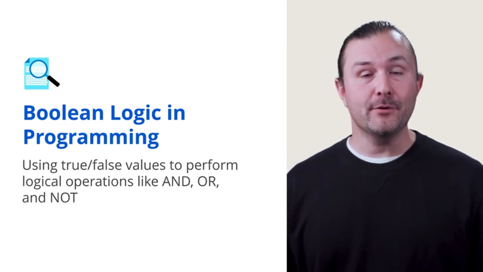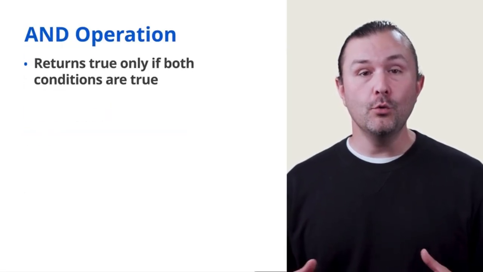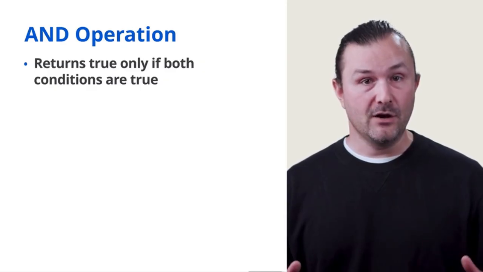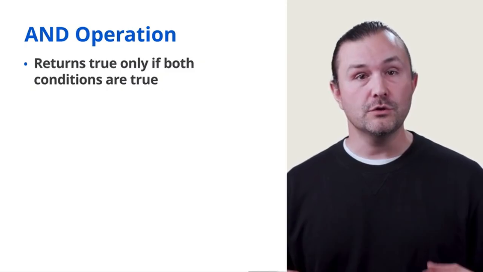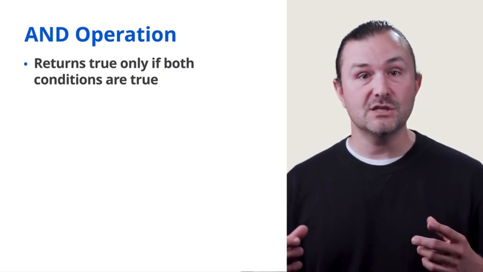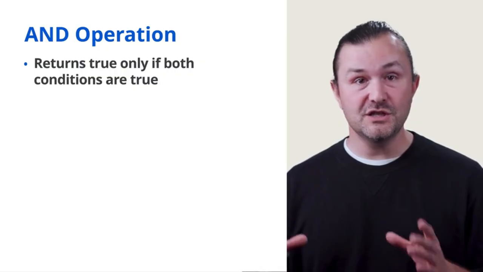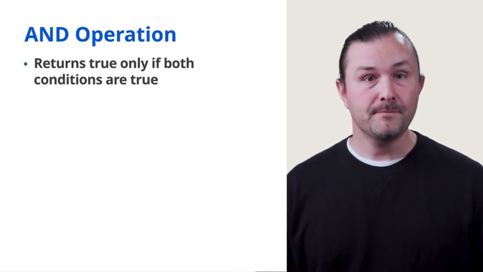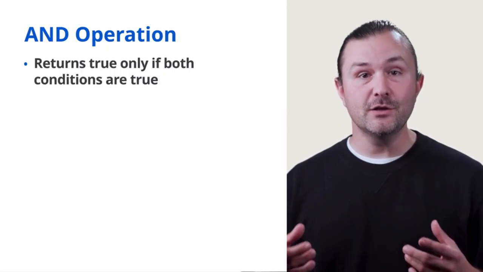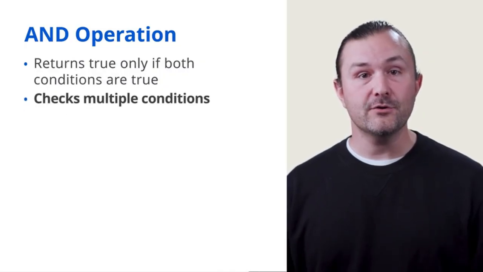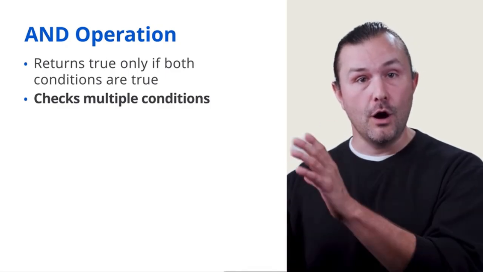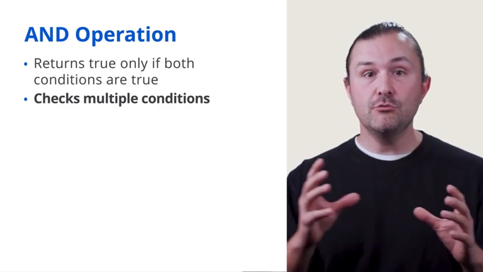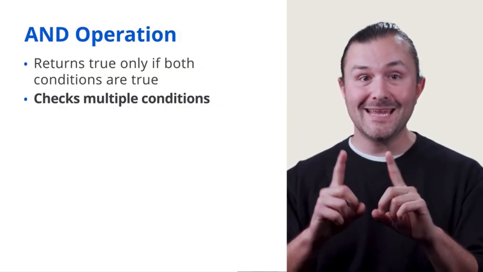The following are the basic operations you can perform in Boolean logic. The AND operation returns true only if both conditions are true. The AND operation is a logical operation that evaluates multiple conditions. It will only return a result of true if every condition being checked is also true. If any one of these conditions is false, the result will be false. The AND operation is particularly useful when you need to verify multiple criteria are met at the same time. For example, if you want to ensure that a user is both logged in and has the appropriate permissions, you would use the AND operation to check both together.